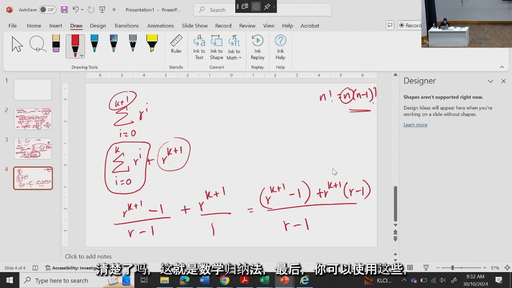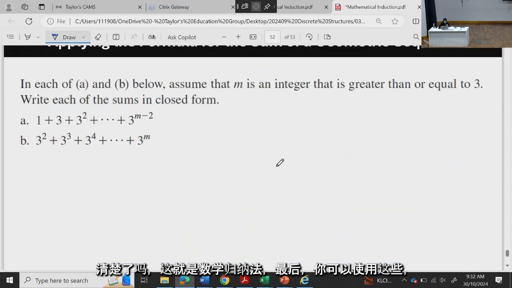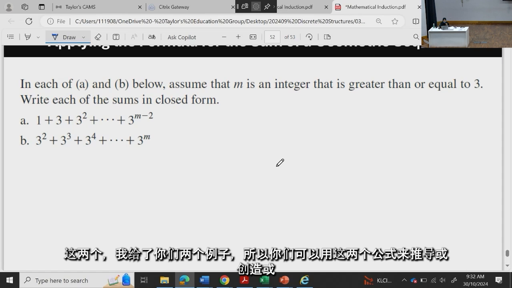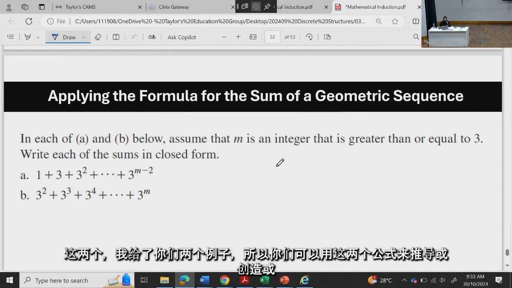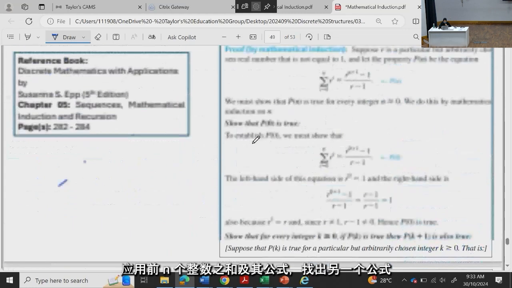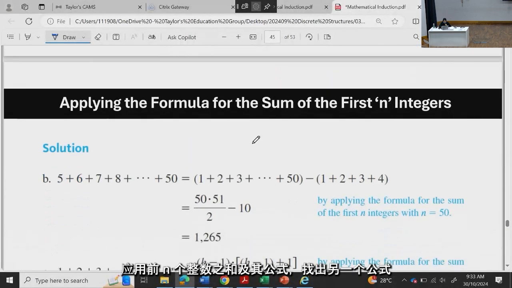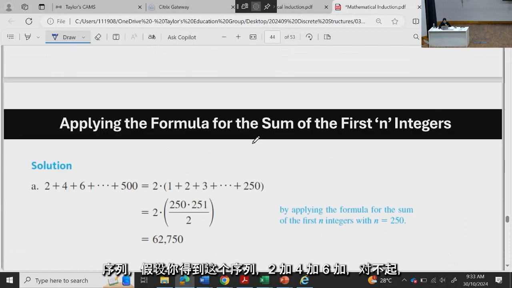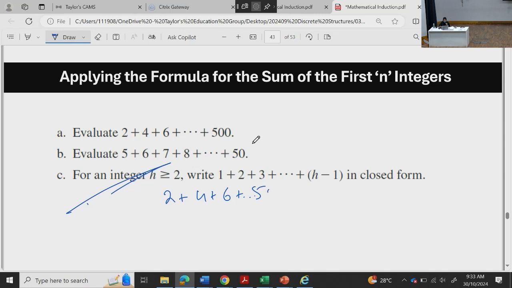So that is what mathematical induction is. And then lastly, I have given you two examples. You can use these two formulas to deduce or create or develop additional formulas. Okay, they will form a base. For example, let's go to the application of the sum of the first n integers, its formula, to find a formula for another sequence. Here, let's say you are given this sequence: 2 plus 4 plus 6 plus ... plus 500.